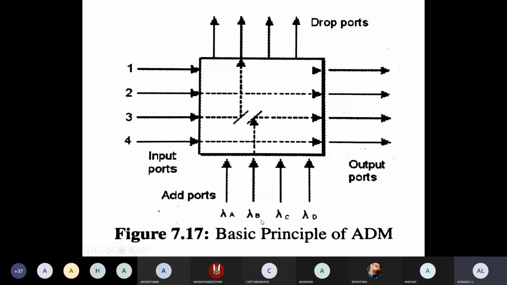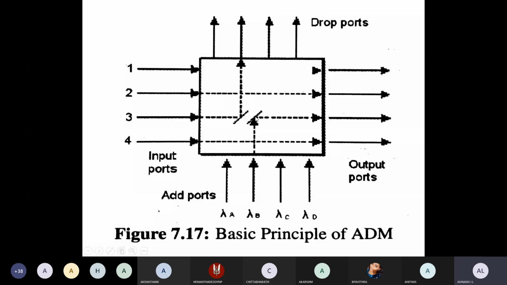Suppose you want to add a signal, fine, but you cannot simply add. There is one limitation: unless you drop one signal, you cannot add the signal. Why? Because without dropping, the channel will not be empty, and if the channel is not empty, you cannot add the signal. In order to add the signal, we need to drop the signal first. That is exactly the limitation. If no signal is coming, then we can add it.